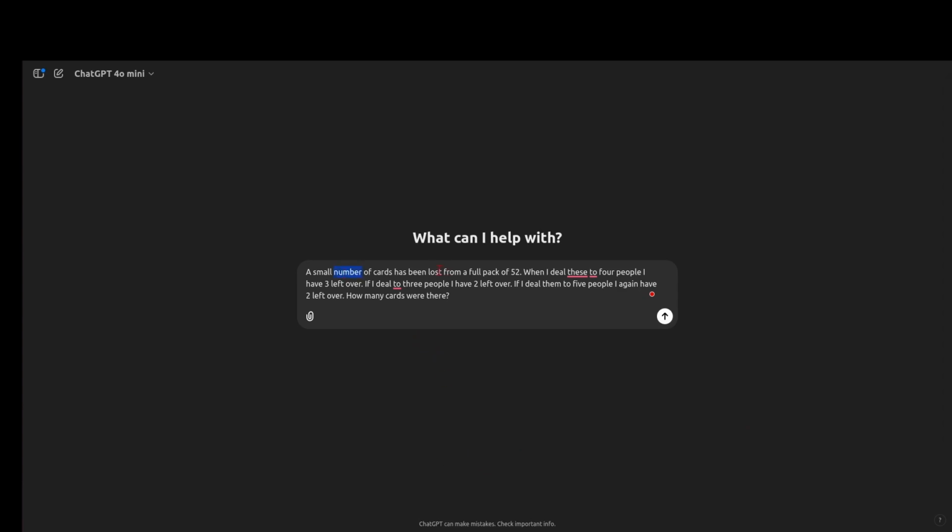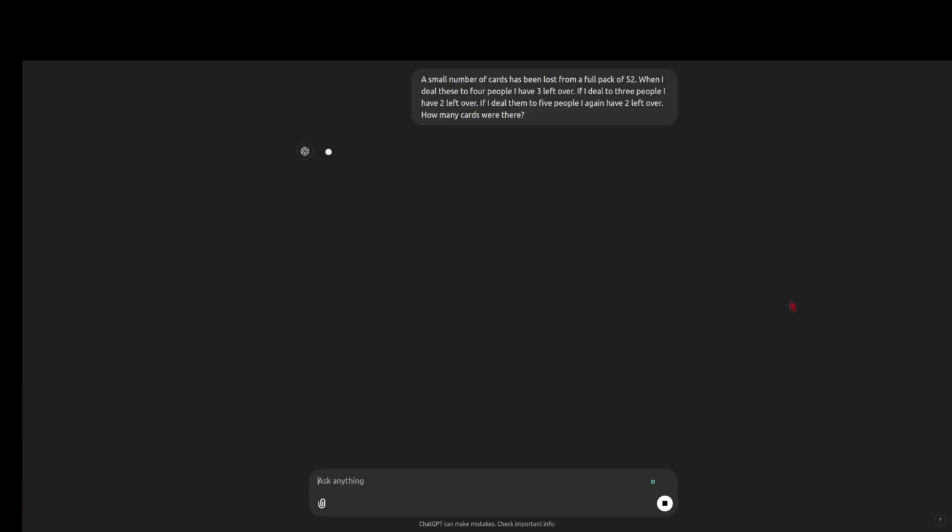A small number of cards has been lost from a full pack of 52. When I deal those to 4 people, I have 3 left over. If I deal to 3 people, I have 2 left over. And if I deal them to 5 people, I again have 2 left over. How many cards were there? I'm going to ask this first to ChatGPT, and the answer is 47. So let's find out how it reasons and comes up with this answer. To solve the problem, let's break it down step by step. Let n represent the number of cards remaining in the pack.